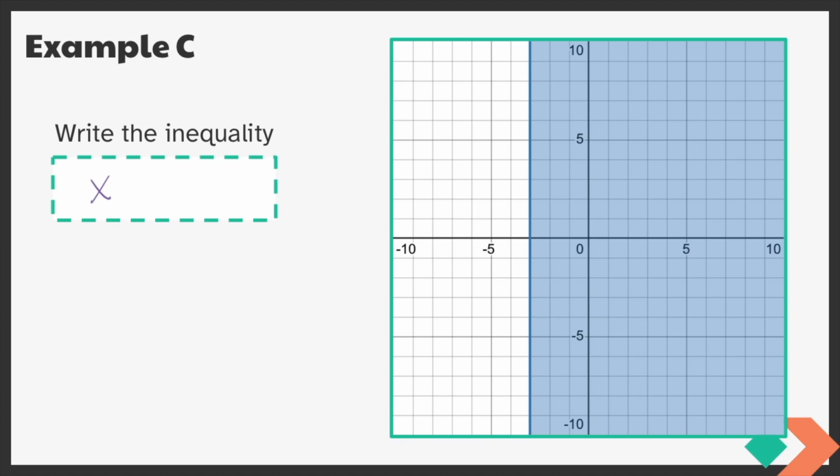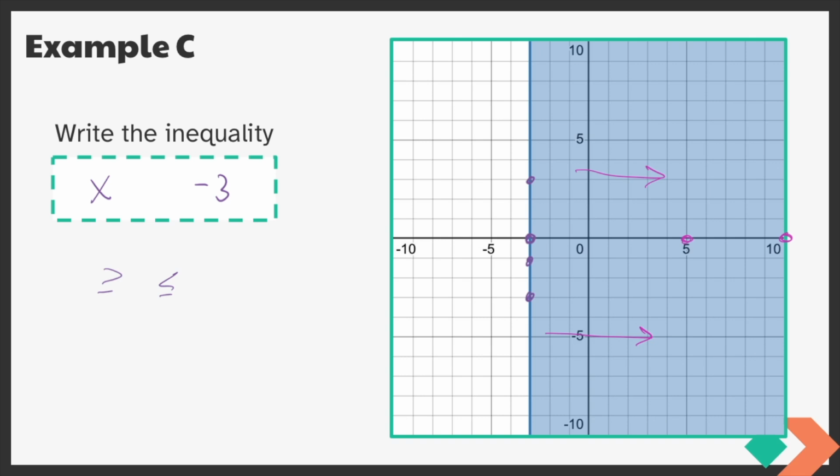Now I've got to determine, do I have a vertical line, which I do, and is that going to be a solid line or a dashed line? Since it's solid, I know I'm going to have either greater than or equal to, or less than or equal to. Now I need to determine which one. I can see that all the x values are at negative 3, so I know I've got negative 3 in my inequality, and now I just need to determine where my sign is going to go. The good news is that all of the numbers to the right of negative 3 are being shaded. So all the numbers greater than negative 3 are the ones falling in the shaded area, right? Positive 1, positive 5, positive 10.